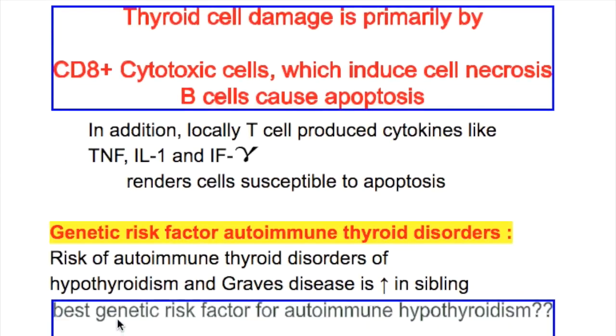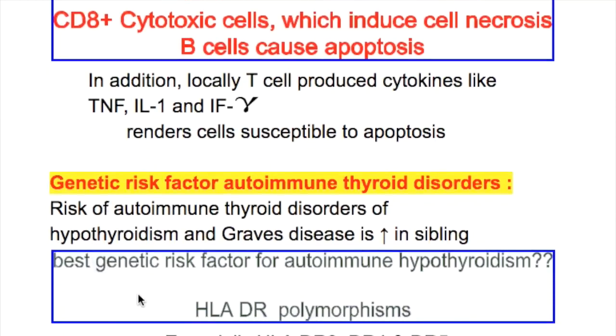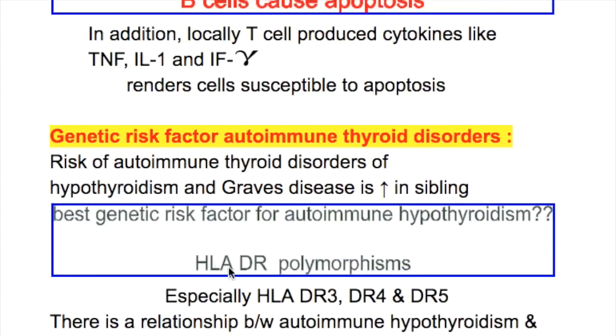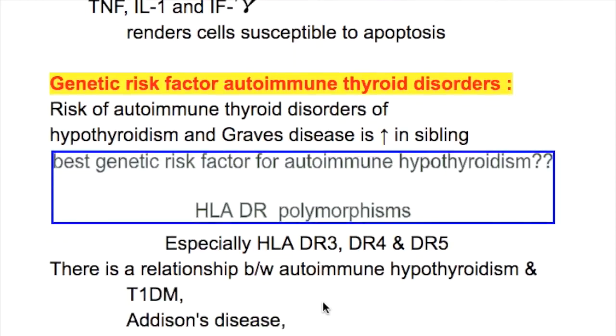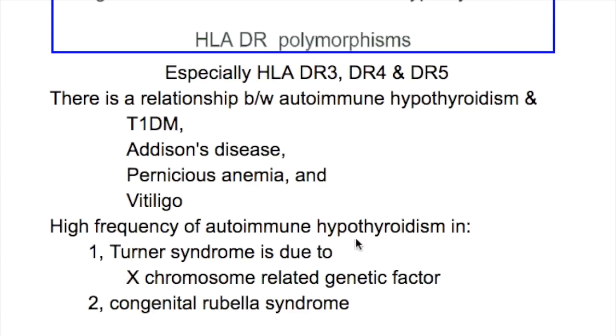What are the genetic risk factors for autoimmune thyroid disorder? Risk of autoimmune thyroid disorders, both hypothyroidism and hyperthyroidism, increases in siblings. And what's the best genetic marker of autoimmune hypothyroidism? The best genetic factor for autoimmune hypothyroidism is HLA-DR polymorphism, especially HLA-DR 3, 4 and 5. There is a relationship between autoimmune hypothyroidism and type 1 diabetes, Addison disease, pernicious anemia and vitiligo. There is high frequency of autoimmune hypothyroidism in Turner syndrome, and why is that? It is due to X chromosome related genetic factors.